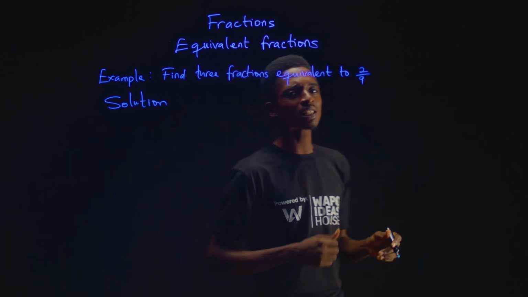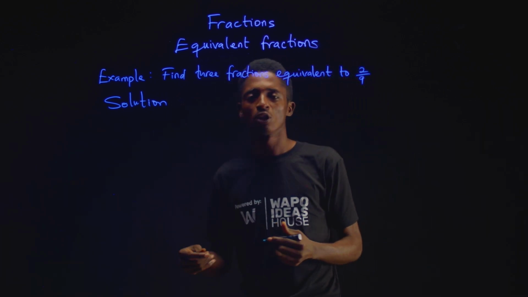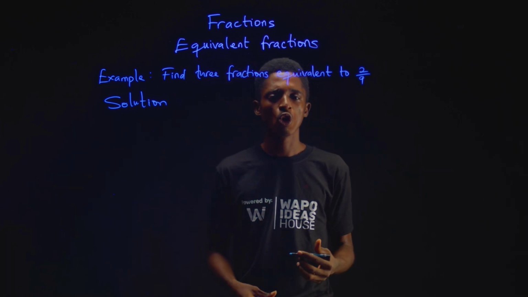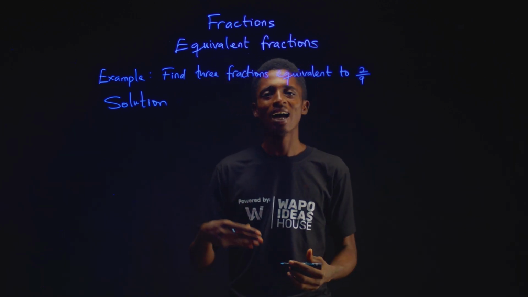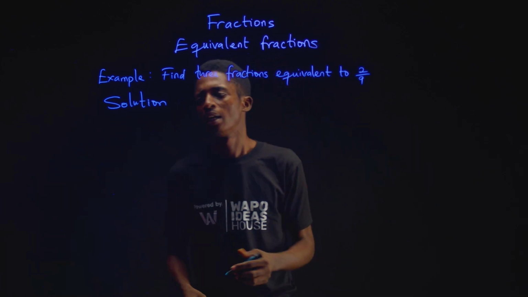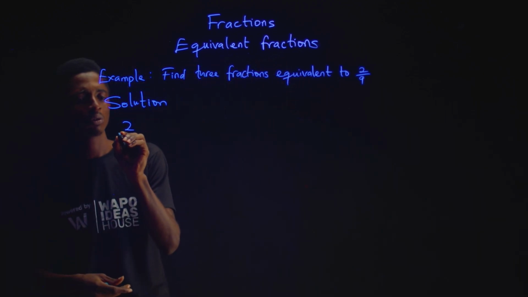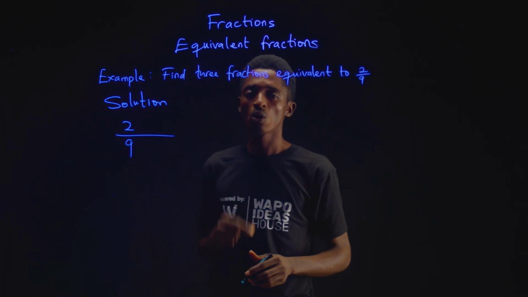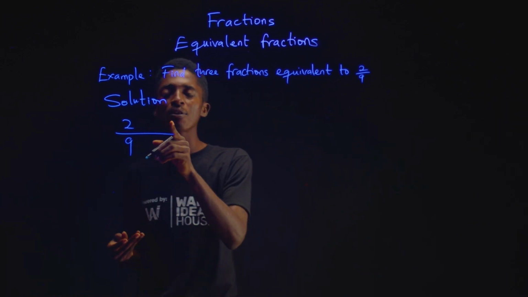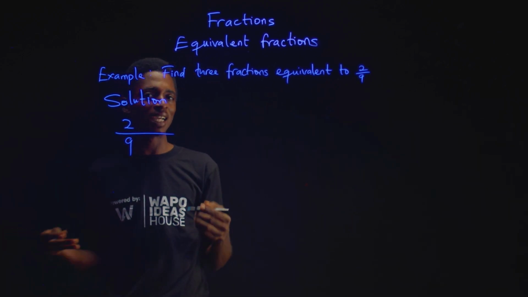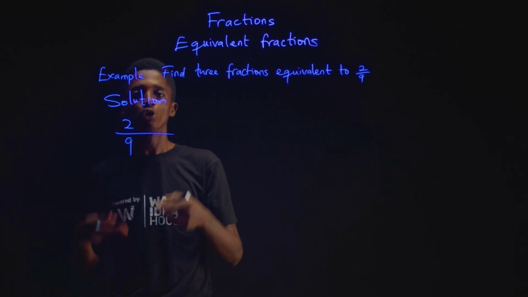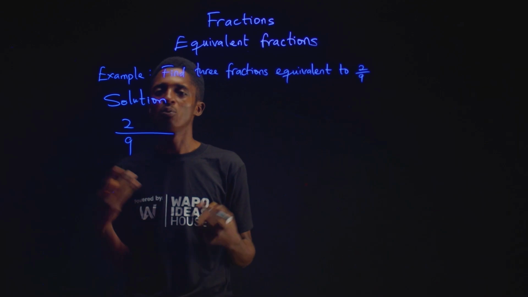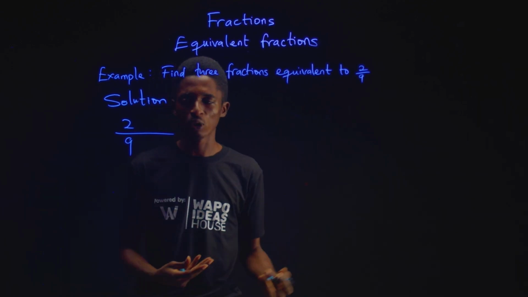Now, what we learned is that to find the equivalent of a fraction, you multiply the numerator and denominator by the same number, or you divide the numerator and denominator by the same number. And we are working with 2 over 9. Now, when you look at these two numbers, we won't be able to divide because the only factor common to 2 and 9 is 1. And if you divide by 1, you will still get 2 over 9. But since we want a different number, we can't do that. So we work with multiplication.